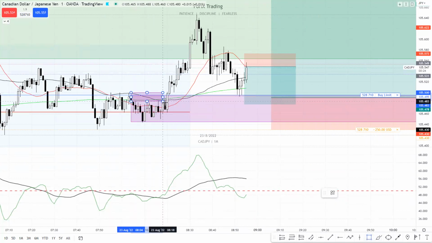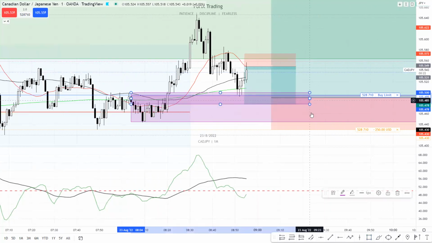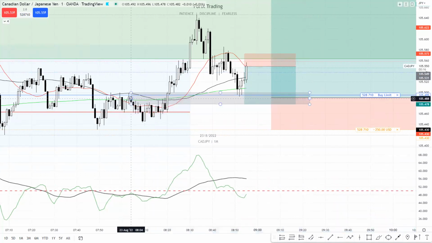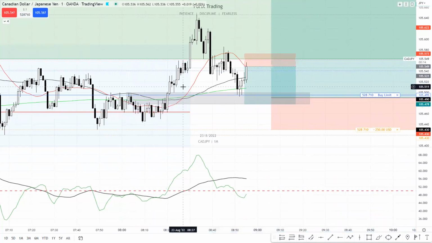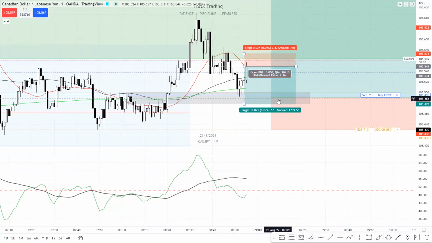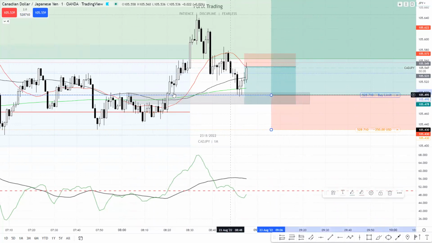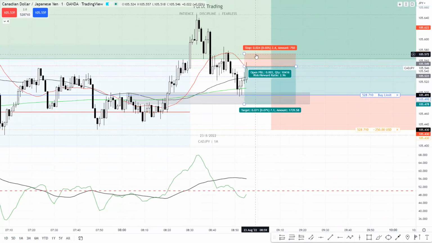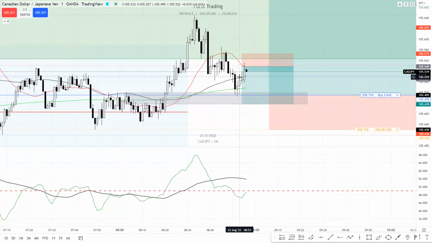Wait, so is this the zone? Was that the true zone? Maybe. I guess there's no way to know. Well, wait a second. My buy limit should have been triggered. Why wasn't it triggered? We have a liquidity pool here, so I would actually want to sell that.